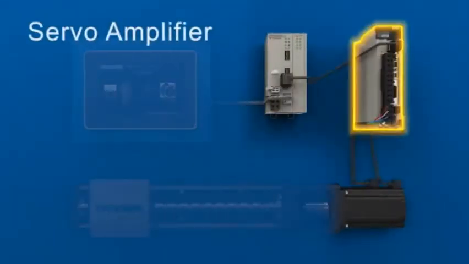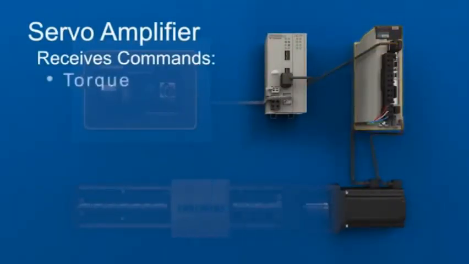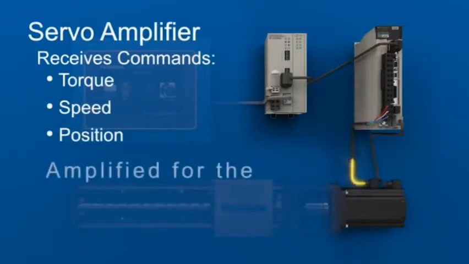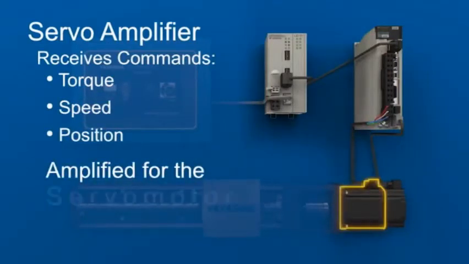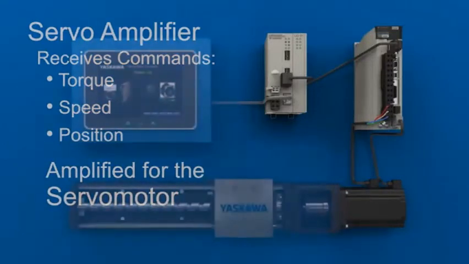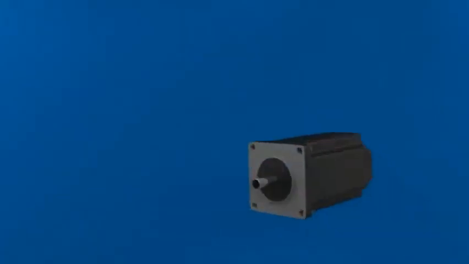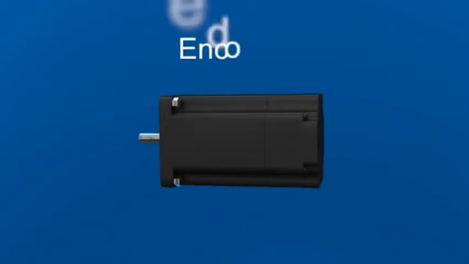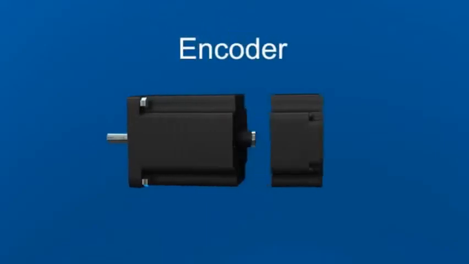The servo amplifier takes in low voltage commands for torque, speed, or position, then amplifies them into a high-powered format that the servo motor can use. A servo motor is much more powerful than other motors of the same size. Powerful magnets make servo motors exceptionally quick and accurate. A feedback device called an encoder is built into the servo motor at the back end.